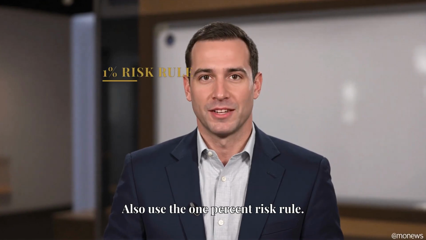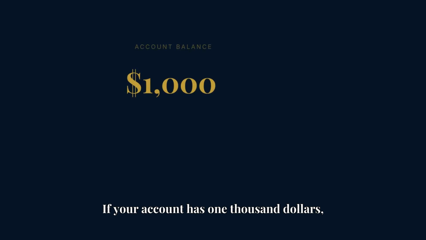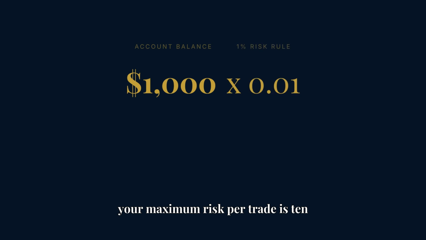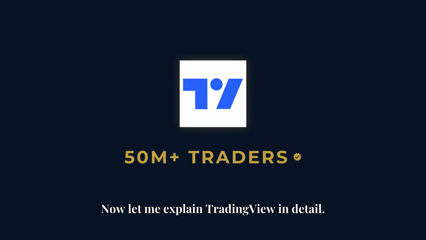Also use the 1% risk rule. This is the secret to long-term trading success. If your account has $1,000, your maximum risk per trade is $10. That is non-negotiable. Now let me explain TradingView in detail.